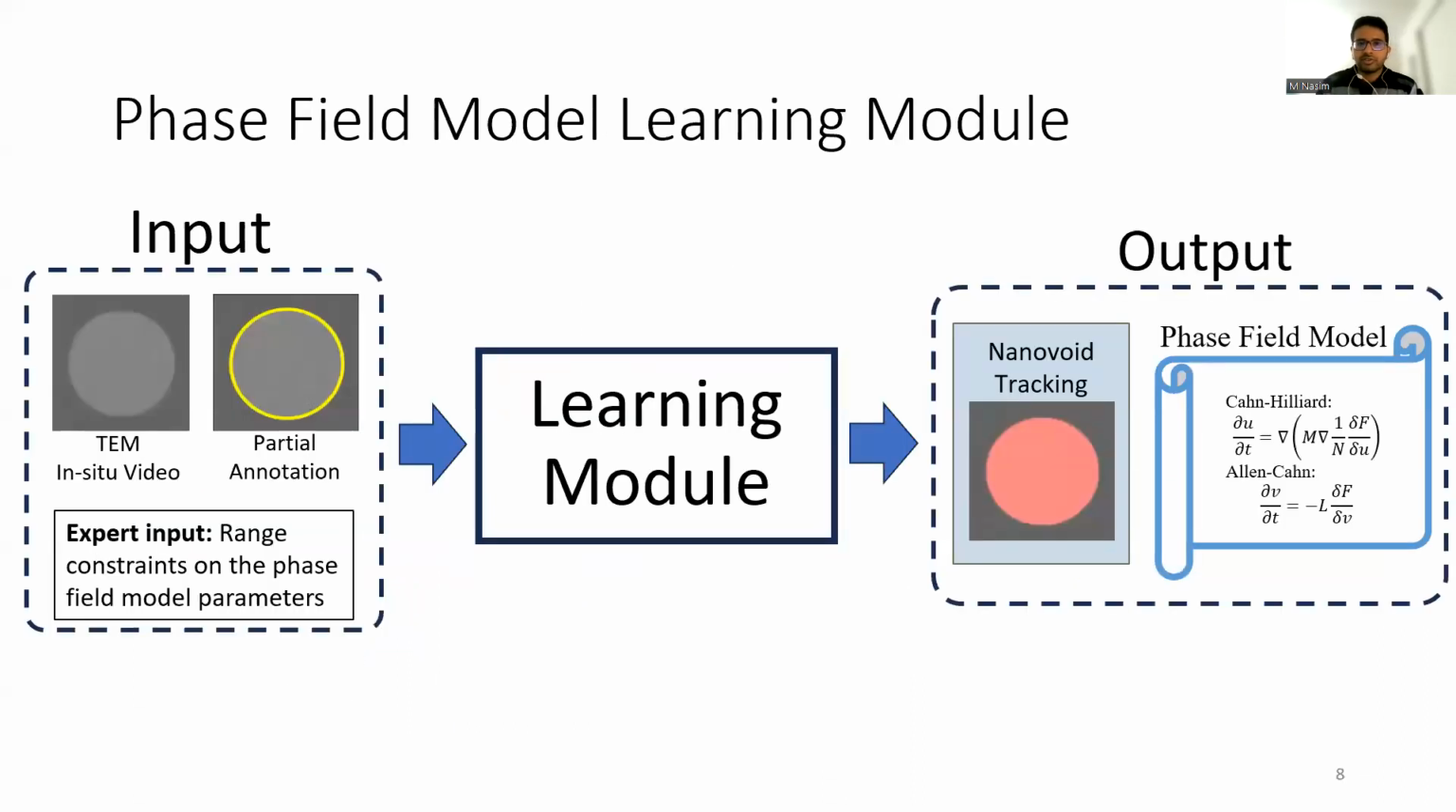The second module of our Phase Field Lab, the learning module, takes as input three things: in situ experiment video, partial annotation of this video, and expert-given possible range of the phase field model parameters. The output of this learning module is two things. First is the tracking of nano-sized void defects as seen in the video, and second is the set of phase field model parameters that can describe the dynamics of this nanovoid defect.